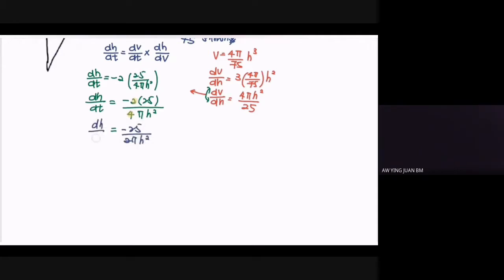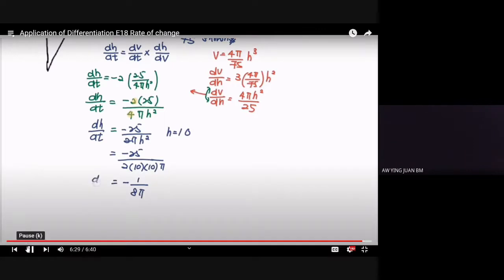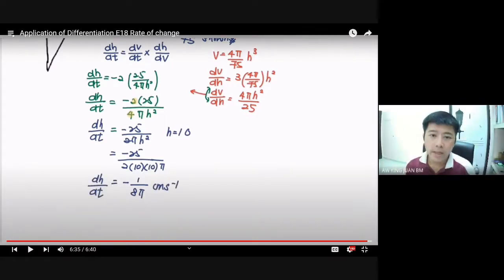So given that the H for the moment is equals to 10, substitute the situation. So we will have negative 25 over 2 bracket 10 multiplied with 10 pi. By using the calculator, we can simplify the situation. So we will have negative 1 over 8 pi as a dH dt.